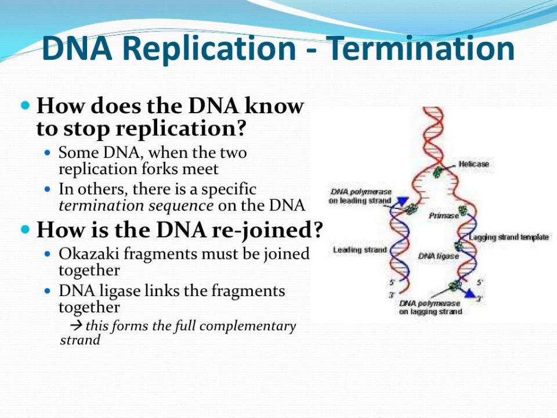And then the final step, termination. So how does the DNA know when to stop? In some DNA, when the two forks meet, it's going to stop. This is especially in a prokaryote, where when it reaches where the other fork started, it's going to stop because it's done. But in others, there's a specific termination sequence on the DNA. That's something we'll get into once we do the next video with RNA. We'll talk about the termination sequences, but just know that sometimes there's an actual sequence that says, okay, stop.